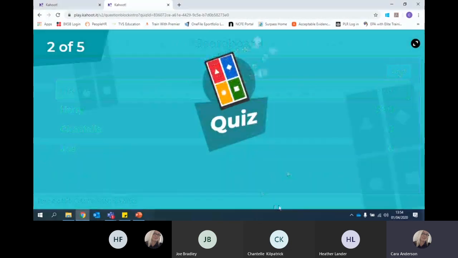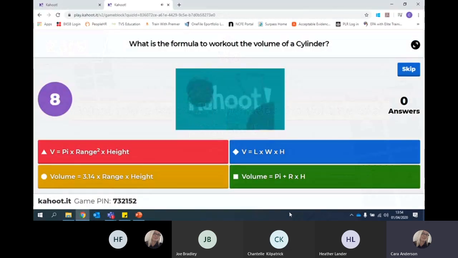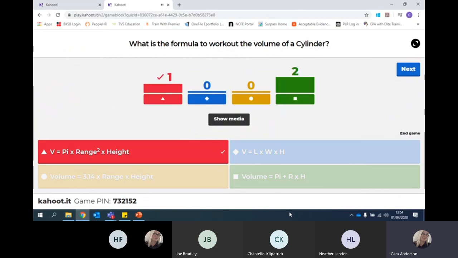Next question. What is the formula to work out the volume of a cylinder? Okay, so these are timed, so one of you didn't get a chance to get your answer in. The answer is, for the volume of a cylinder, pi times r squared times height.